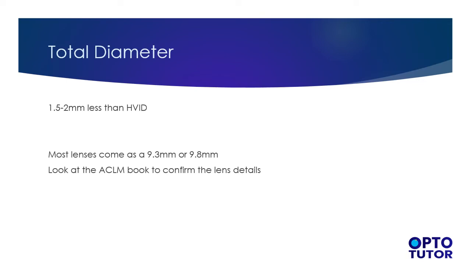The total diameter is usually between 1.5 to 2 millimeters less than the HVID. Now, most of the lenses do come as a 9.3 or a 9.8, and some are in the middle at about a 9.6. So you do need to check the ACLM book to confirm the lens details before you order them.